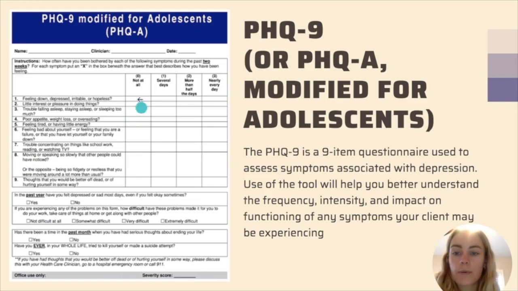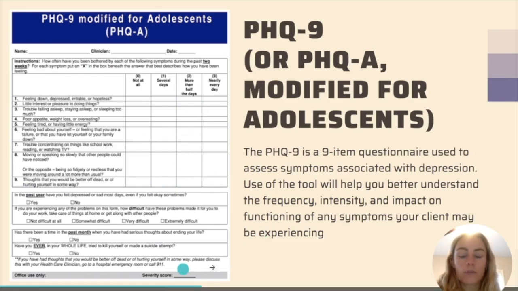Now for these, the possible answer choices would be not at all, which is worth 0 points, several days, which is worth 1 point, more than half the days, which is worth 2 points, and nearly every day, which is worth 3 points. Once you are completed with these first 9 questions, you add up the points from this section, and that will be your severity score.